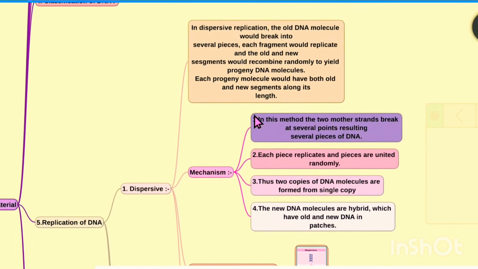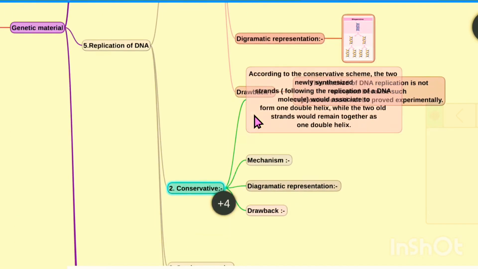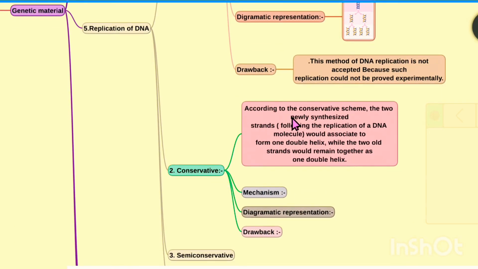The first one is completed, and the second one is conservative replication of the DNA. According to the conservative scheme, the two newly synthesized strands following the replication of the DNA molecule would associate to form one double helix, while the two old strands would remain together as one double helix. One double helix is formed from the new strands, and the two old ones form one double helix.